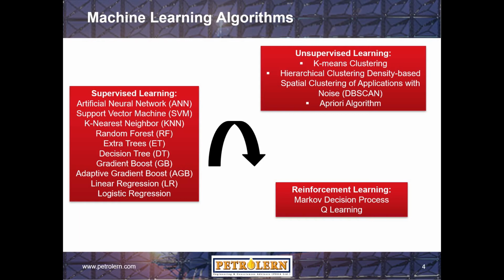And then the second type, as we discussed, was unsupervised, and examples would be k-means clustering. You have hierarchical clustering. You have density-based spatial clustering of applications with noise, which is called DBSCAN. And then you have the Apriori algorithm, which is another type of unsupervised learning. So in all of these techniques, you're pretty much clustering your data. And then the third type is called reinforcement learning, and you can use Markov decision process, Q-learning. These are some of the examples of reinforcement learning.